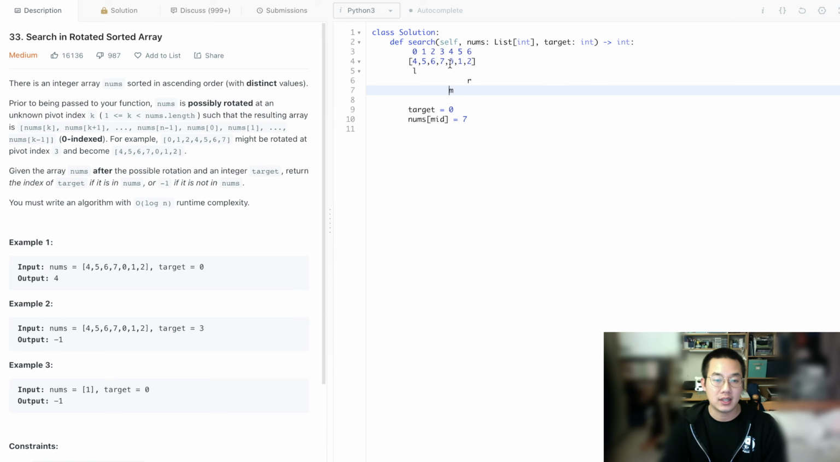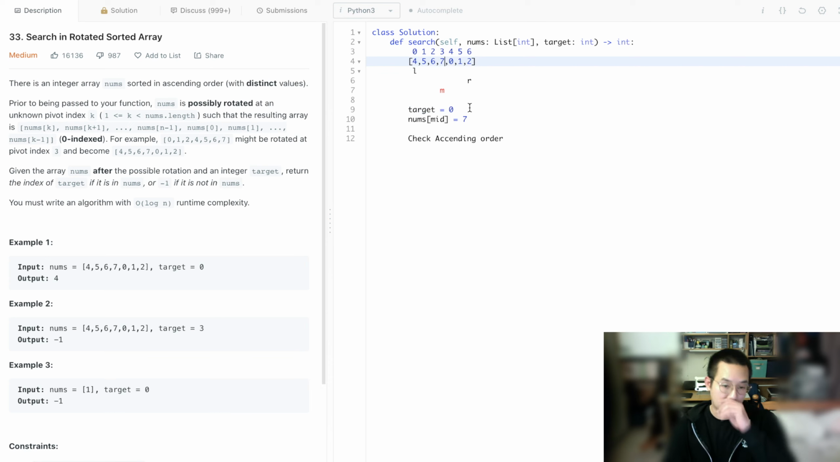So suppose it is not ascending order on this side. It is in ascending order on this side. So let's get to it. First, check ascending order. Now we check the numbers. Is the target less than 4? Well, it looks like it's less than 4, because our target is 0. Is it more than 7? Is our target more than 7? No, but it's less than 4, so it must not be here anymore.